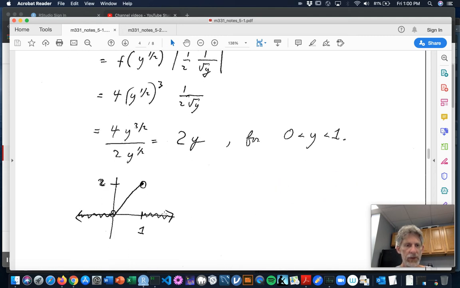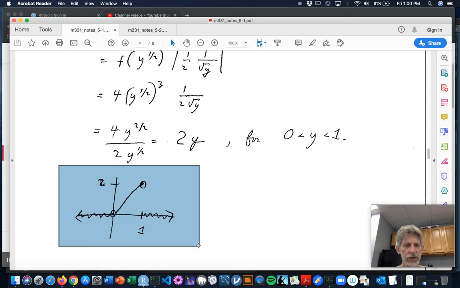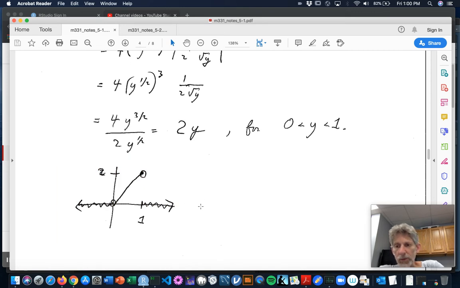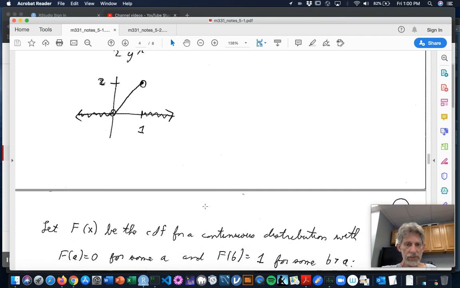So if I were to make a graph of the PDF for Y, it looks like that. It rises in a straight line from the origin up to the point (1, 2). Otherwise, it's just 0. So an unexciting example, but it gives us the idea for how to apply this technique.